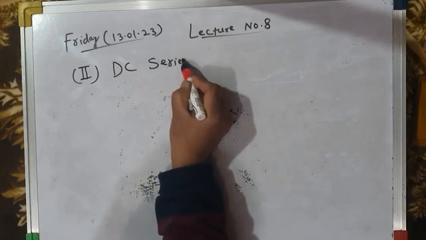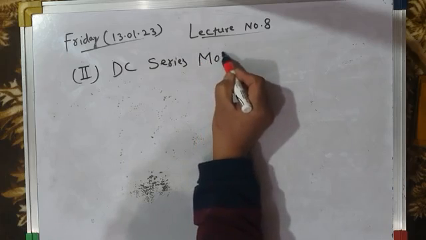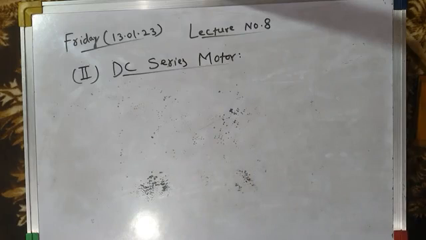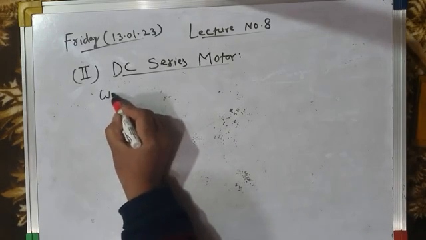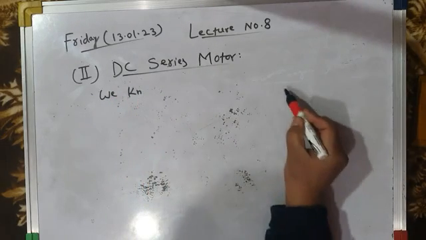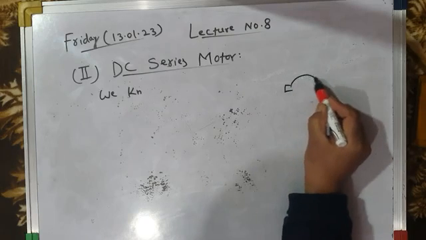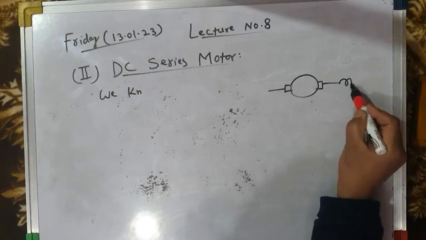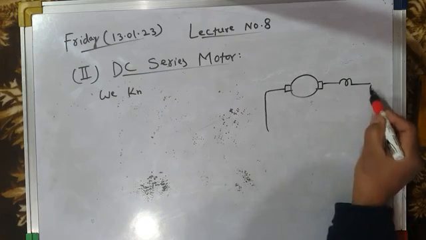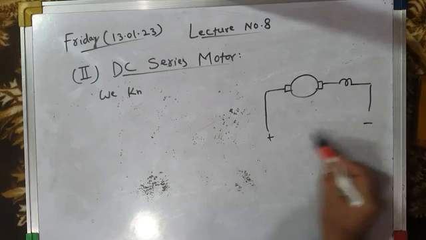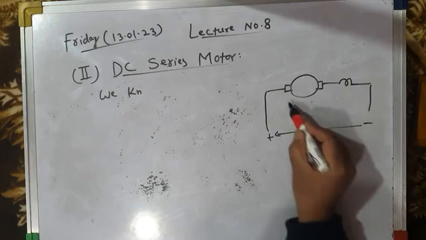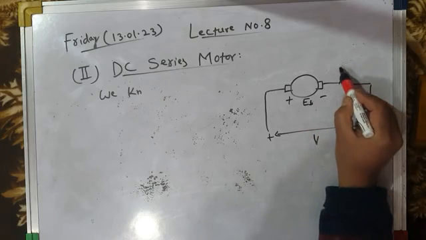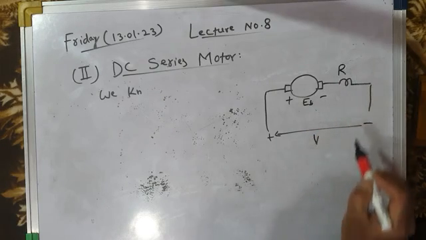DC series motor. Let us first of all derive its torque speed characteristics. Now, let me first of all draw the equivalent circuit diagram of a DC series motor. This is a DC series motor. This is the applied voltage V, this is the back EMF EB, and let us suppose the resistance is R.